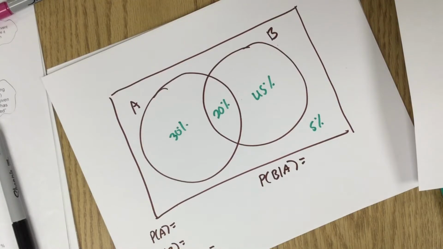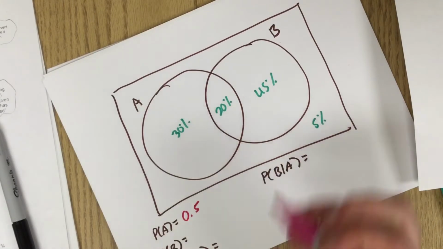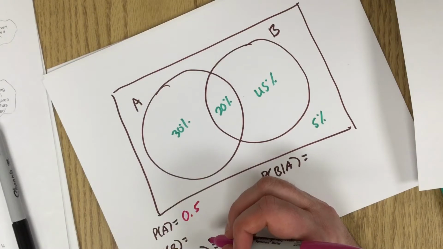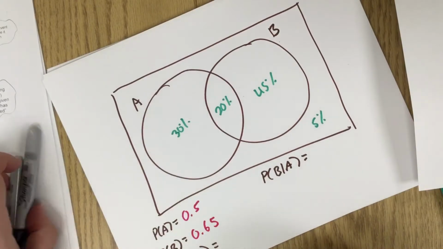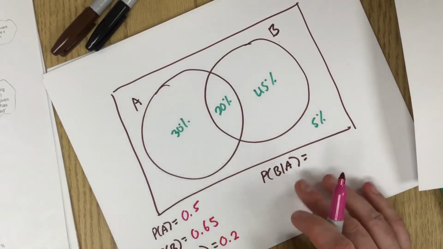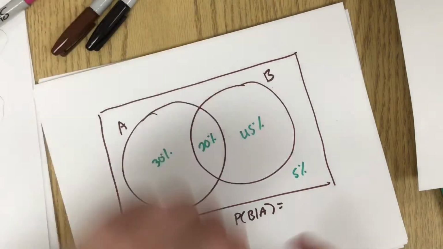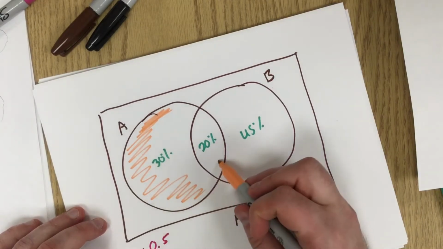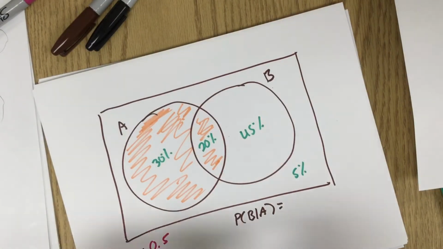Okay, so let's fill some stuff in. So the probability of A is 50%, which is 0.5. The probability of B is 65%. The probability of A and B, looking at the diagram, so I'm not doing any calculations, is 0.2. Now the probability of B given A, so if I'm doing B given A has occurred. So imagine there's 100 people, 50 of them would, here's the area where A has occurred. So there's only 50 of them left.